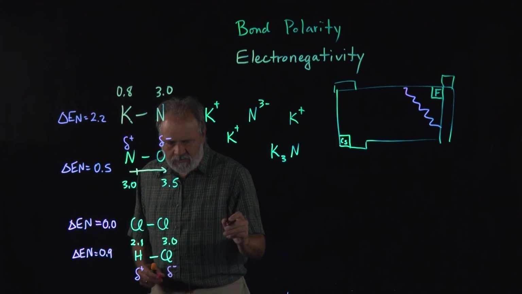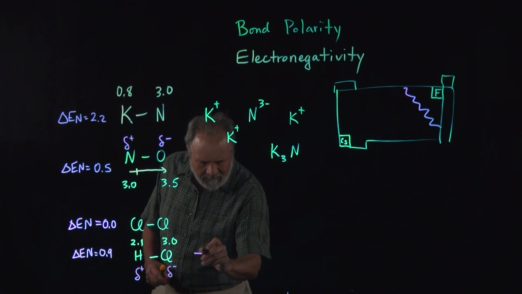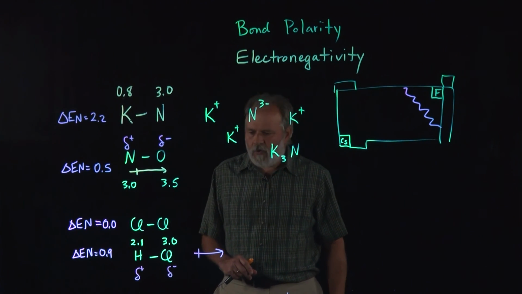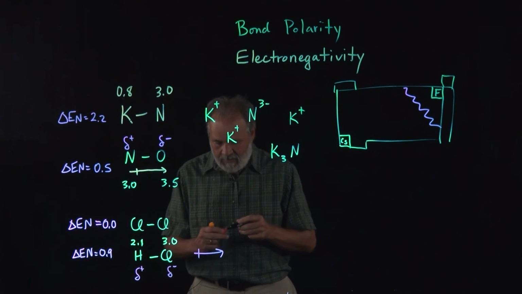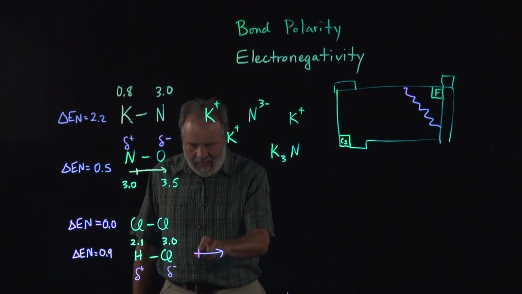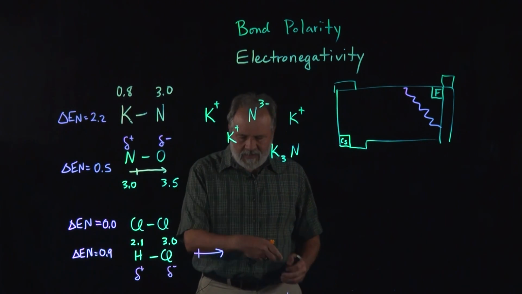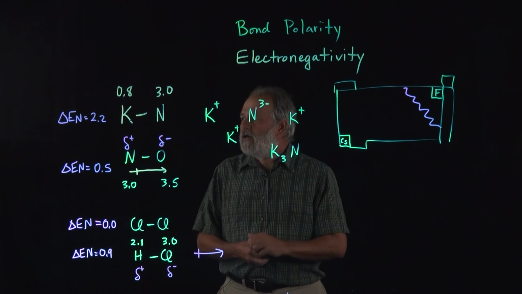And so the bond dipole, which I'm going to draw off to the side here since it's kind of crowded, will be pointing toward the chlorine atom, and the positive end is at the hydrogen. The electrons are being pulled this way, so the arrow points that way. All right, well, that's it.